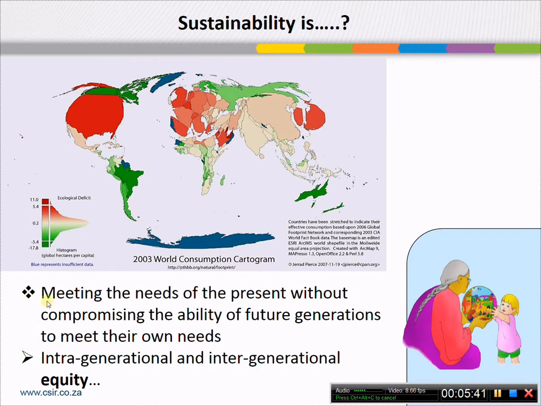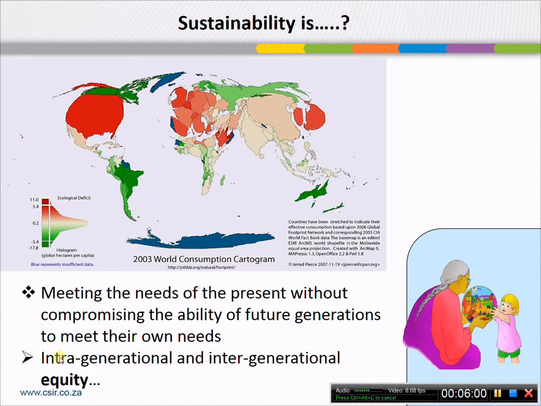Sustainability is about meeting the needs of the present without compromising the ability of future generations to meet their own needs. So, for sustainability, we need to think about both the intergenerational and the intragenerational equity.